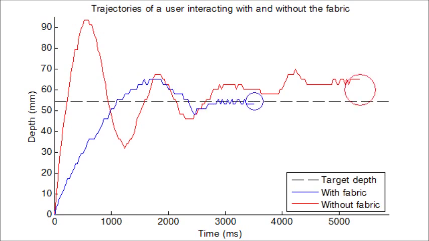The accuracy across all users was investigated, and found to be significantly less when the fabric was used. The trajectories were analyzed by counting the number of major crossings, and the results proved users had significantly less crossings with the fabric. Finally, the time taken was assessed. Users were able to return to the target depth significantly faster when provided with haptic feedback.